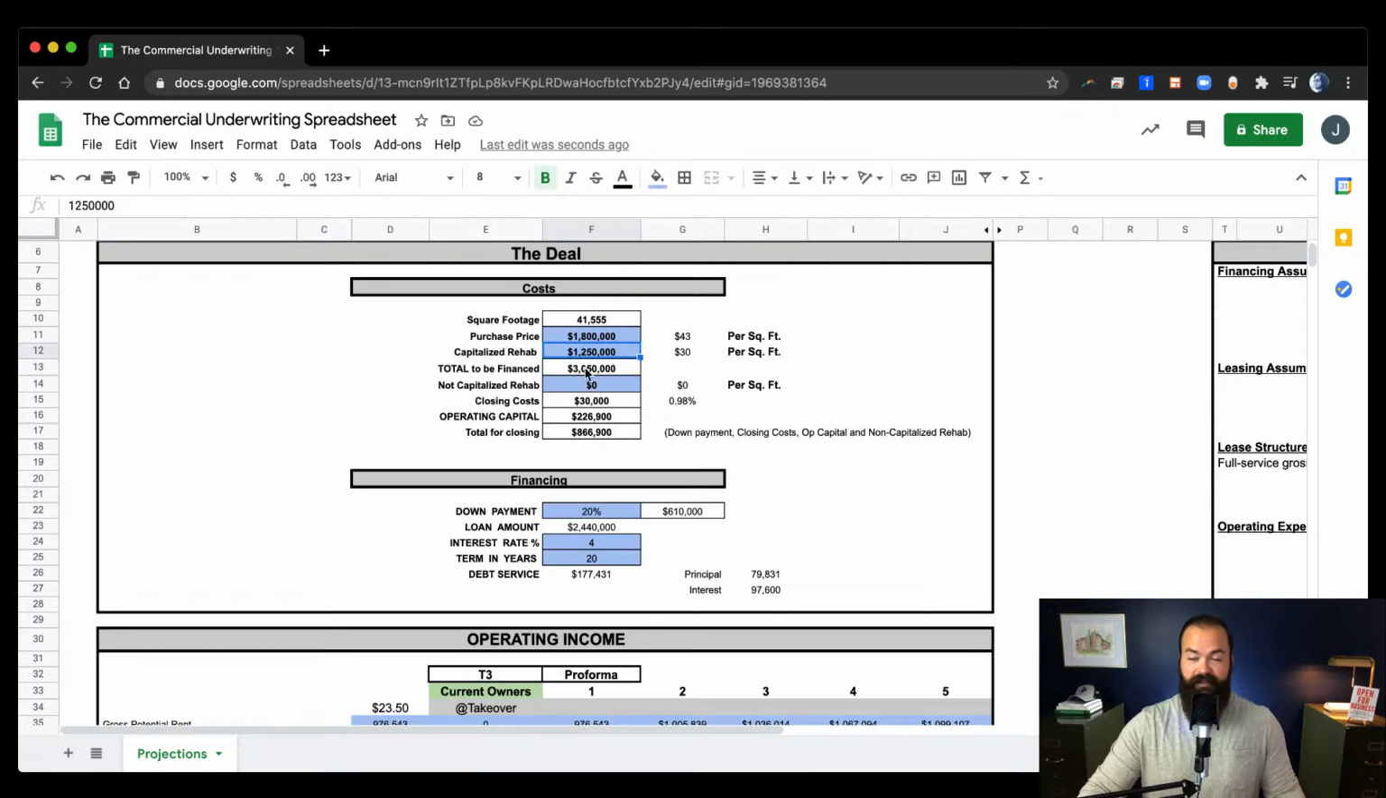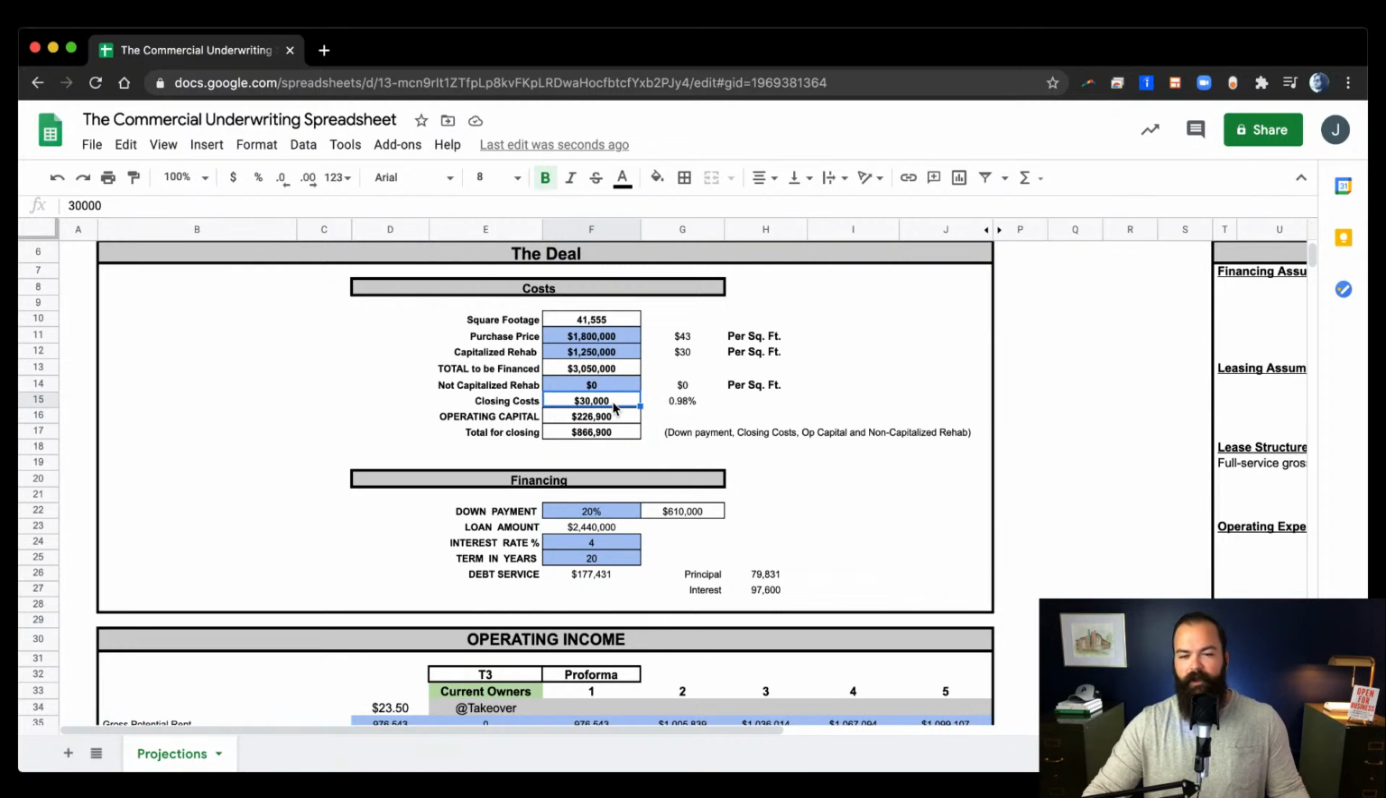Now, the reason this says capitalized rehab is that it will be part of your loan. So you're actually going to be getting a construction loan for that. We have non-capitalized rehab in here as well, if you're planning on bringing some cash to the table instead of getting a construction loan. I don't typically do that, but you have that option here if you do want it.